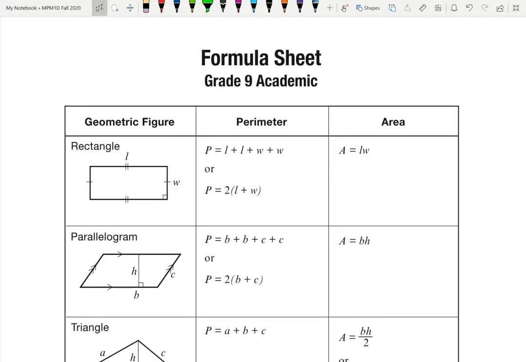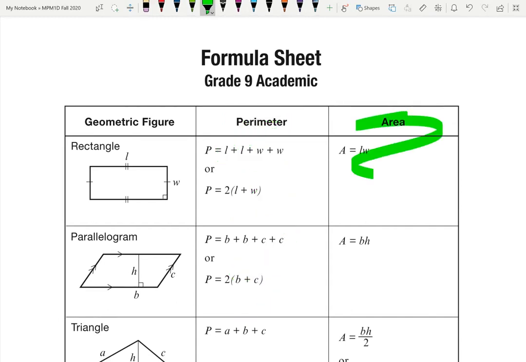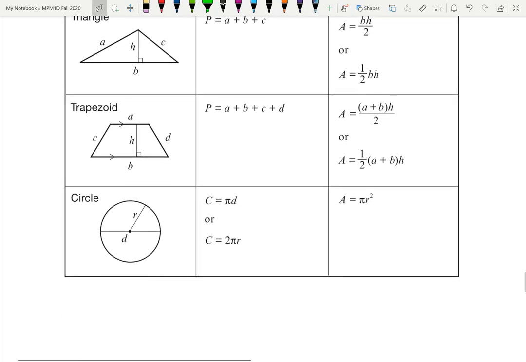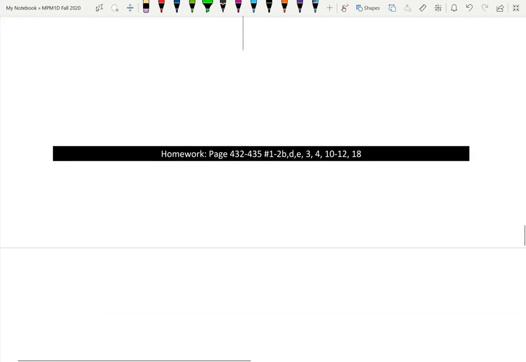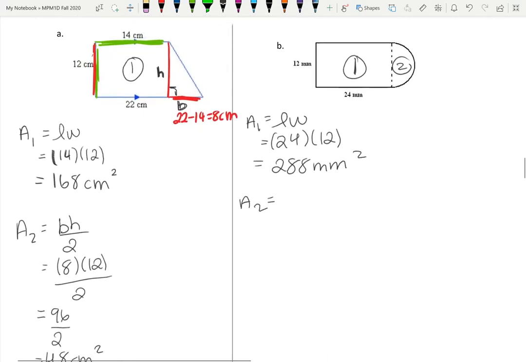Okay, so this first column, that's your perimeter. Now I'm going to read the second column, which is our area. I'm going to go down to a circle. So area is equal to pi r squared. Okay, so now this time I want my r value, which is half the diameter. And now because it's a semicircle, I'm going to divide my formula for area by 2. So pi r squared over 2.